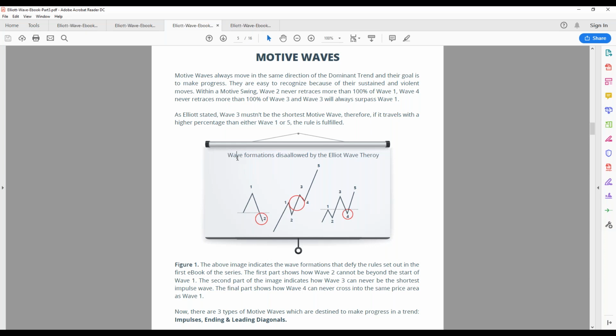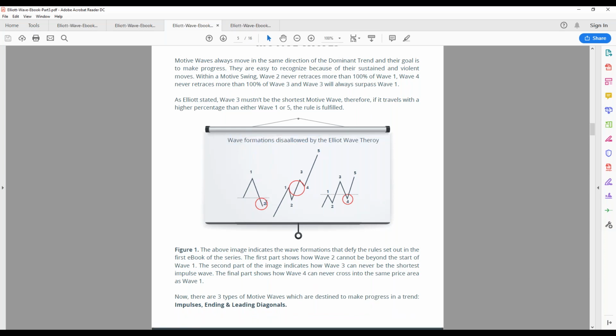Hence the reason for this figure right here, in which I'm actually explaining wave 2, the guidelines, right? Wave 2 mustn't go beyond the start of wave 1. Wave 4 mustn't overlap with wave 1 in an extension. So in this case, we'll not label this. We'll label 1, 2, and then 1, 2, 3 in the extension, right? And then this other figure in which I'm explaining 1, 2, 3, 4, with wave 4 overlapping.